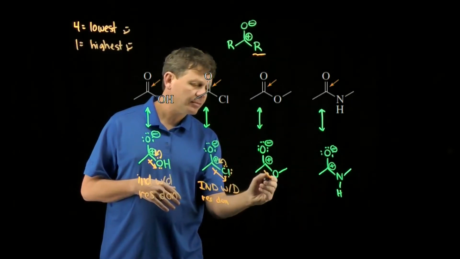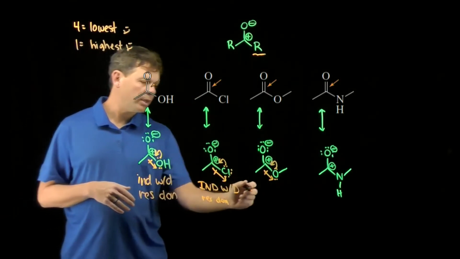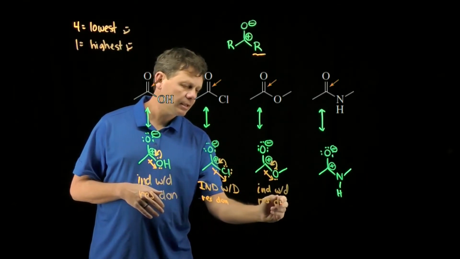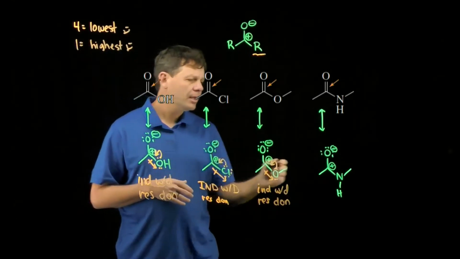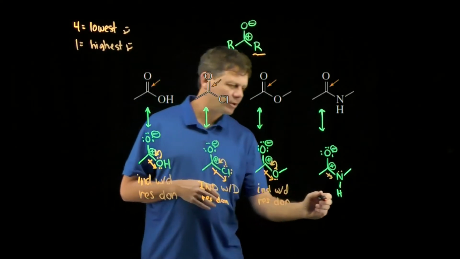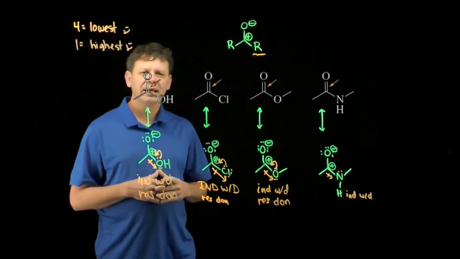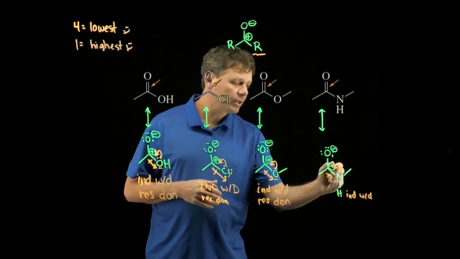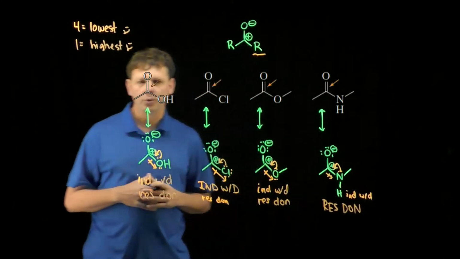When we get over to the methoxy, it's going to be pretty similar to what was happening with the hydroxyl. So we expect inductive withdrawing here and resonance donating in the same kind of way. And finally, we get to the nitrogen. Nitrogen is less electronegative than oxygen, so it's not going to be quite as inductively withdrawing. We can write that a little bit smaller for nitrogen. It's going to inductively withdraw to a lesser extent, but it's going to be really good at resonance, so we'll capitalize resonance donating for that one.